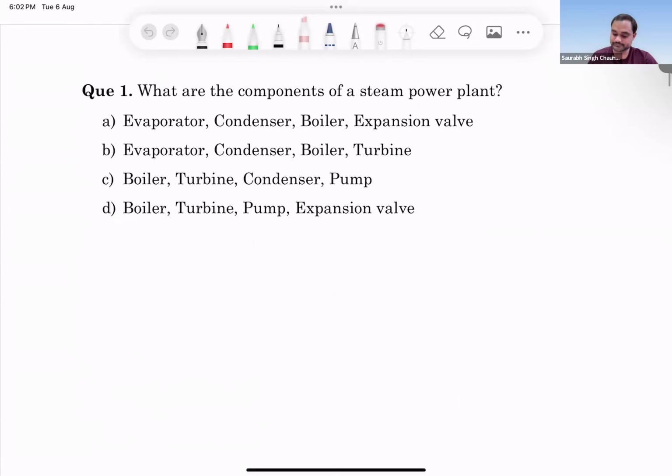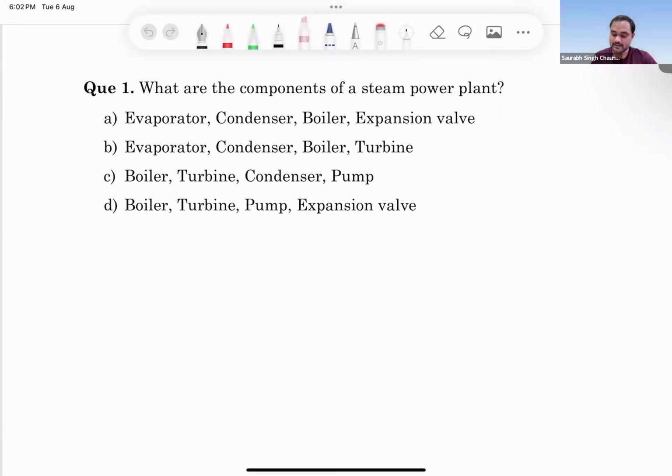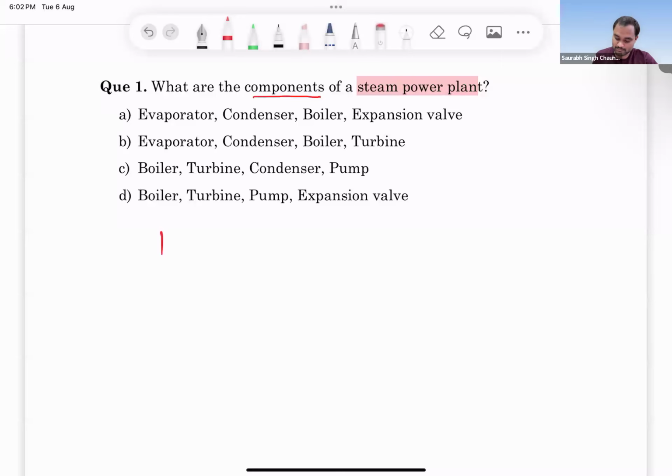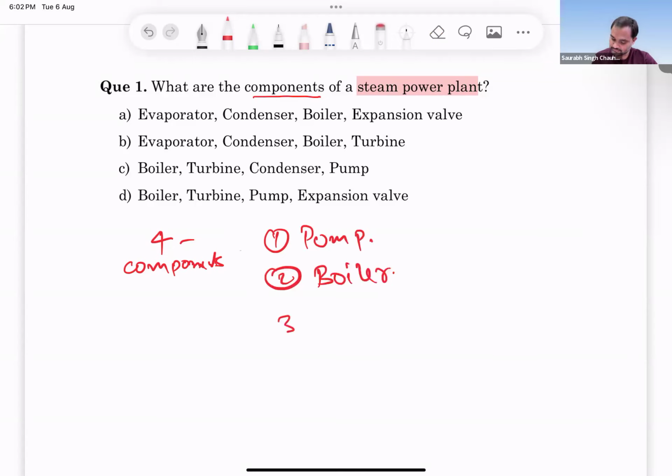with question number 1. Question number 1 says, what are the components of a steam power plant? Okay, so very basic question. What are the components of a steam power plant? A steam power plant has 4 components. One is pump, then boiler, then turbine and condenser.